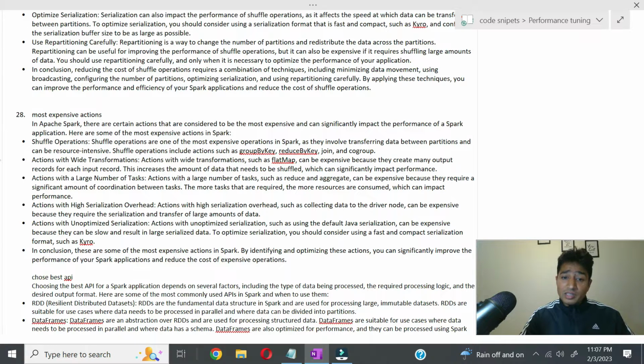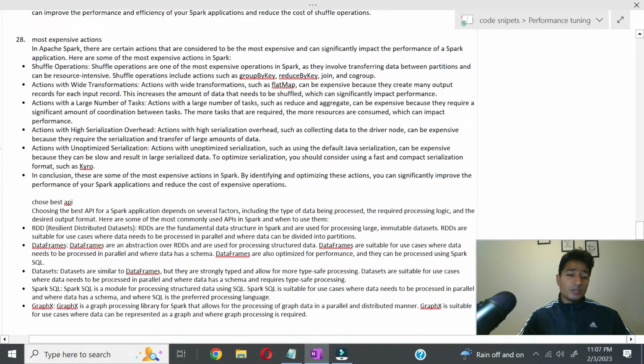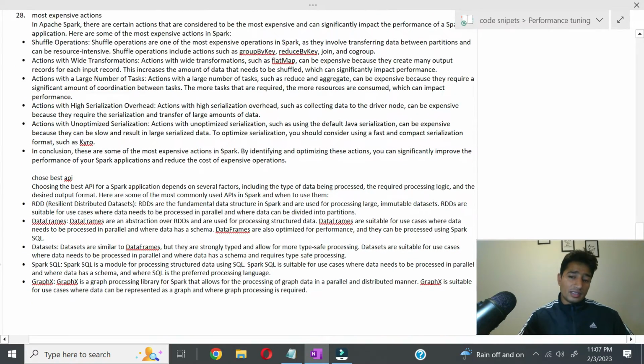Actions with a large number of tasks such as reduce and aggregate can be expensive because they require a significant amount of coordination between tasks. Actions with high serialization overheads, for example, actions that need data to be collected at the driver node, a high amount of data can be expensive. So these are some of the questions.